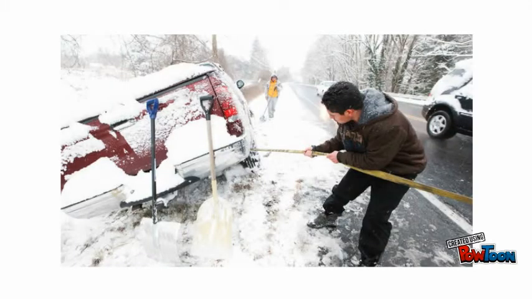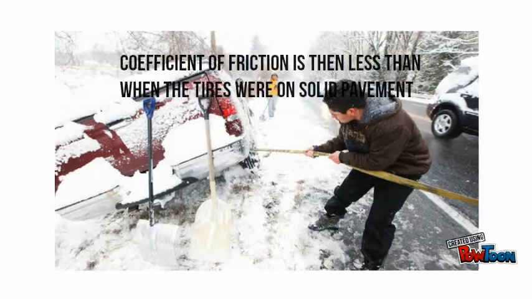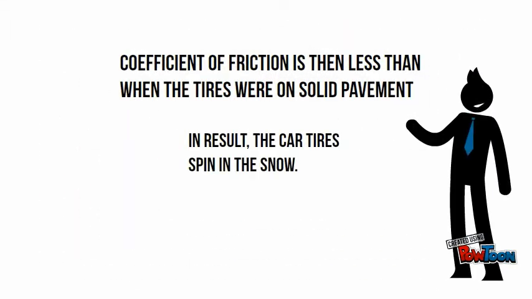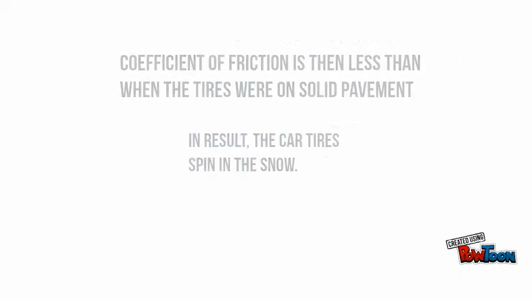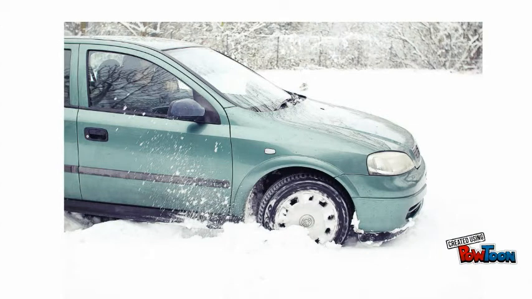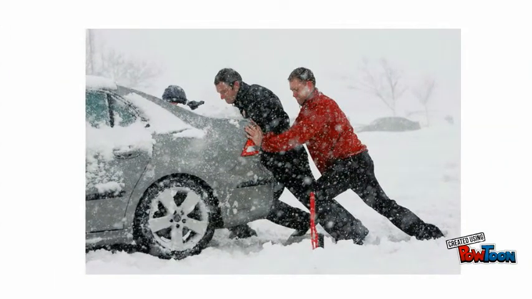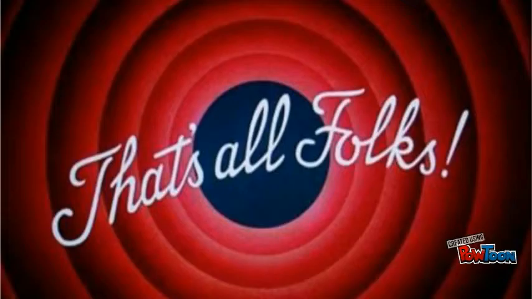Now, tying this back to driving, here's an example. As snow becomes hard and packed, it can become very dangerous. The coefficient of friction is then less than when the tires were on solid pavement, which means the force is not as effective in gripping the tires onto the ground as before. In this case, the car tires begin to slip as they try to grip onto the road, as the static friction is absent. As a result, the car tires spin in the snow.